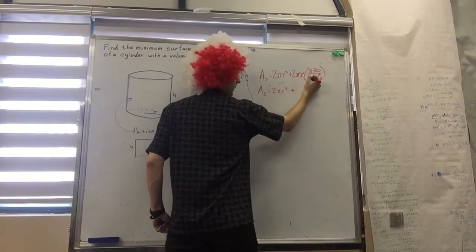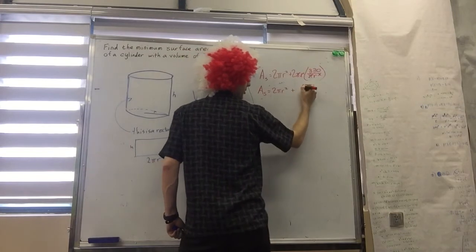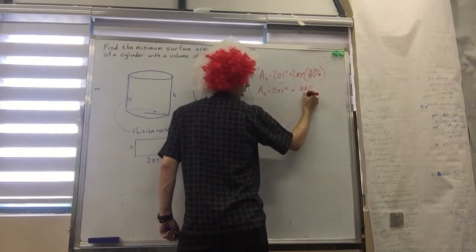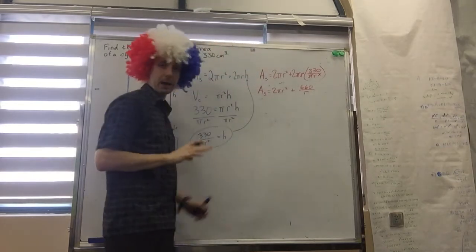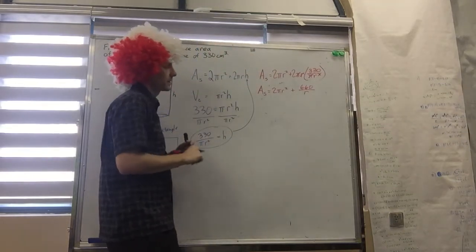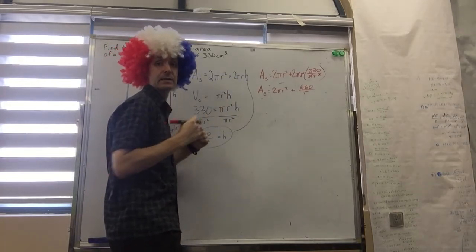There is a pi on top and a pi on the bottom, so I'll get rid of that. So it'll be 2 times 330, which is 660, over the r. So now I've got my area equation. All right? Now that I've got the surface area equation, I am ready to optimize.